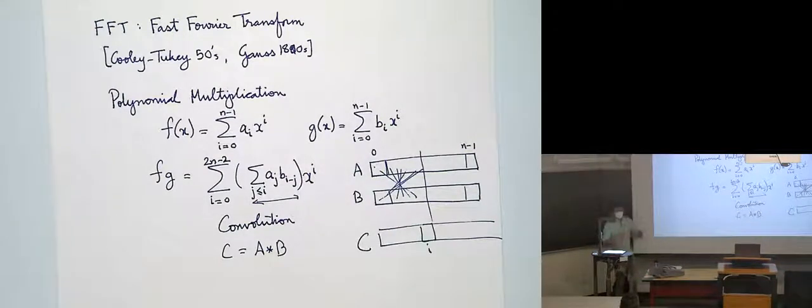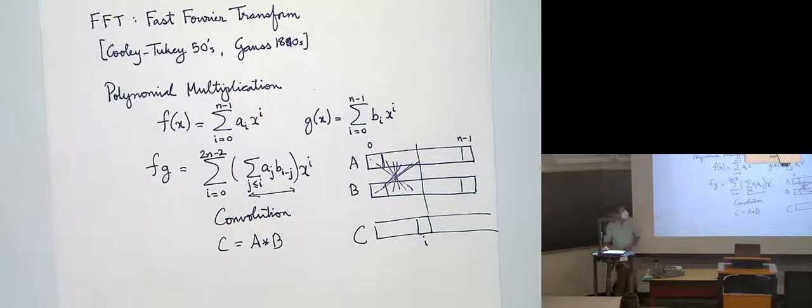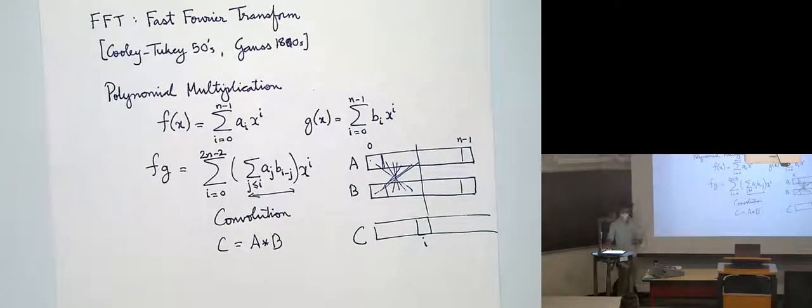If you've ever heard of Fourier transforms, they are also all about computing convolutions. But instead of going into that, we can just think of this numerical problem of how do you multiply two polynomials.